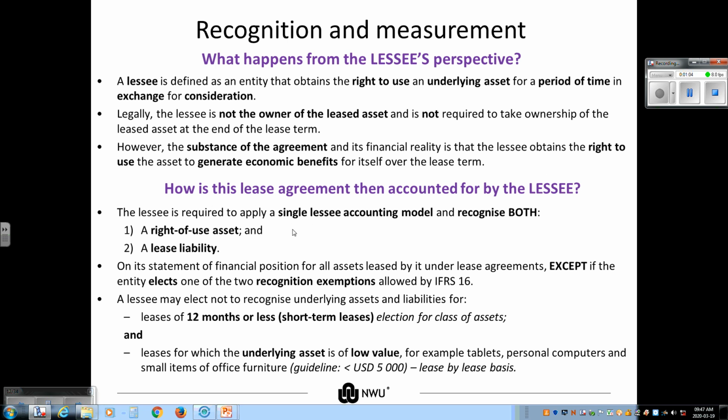So how will this lease agreement then be accounted for by the lessee? Lessee, entity who will receive the right to use the asset. We will debit a right of use asset in our books, and we will credit a lease liability. So this will be our liability to make the future lease payments. So on the statement of financial position, it will be for all assets leased by all the lease agreements, except if a company will elect one of two recognition exemptions.